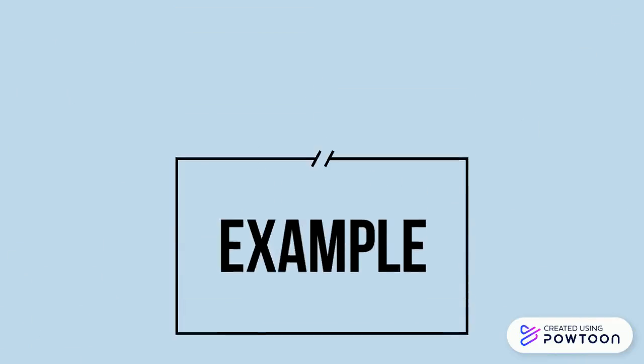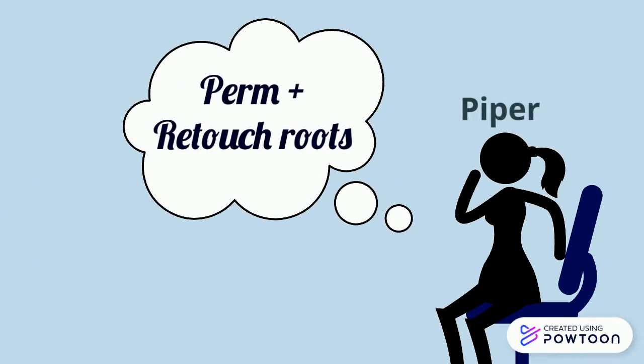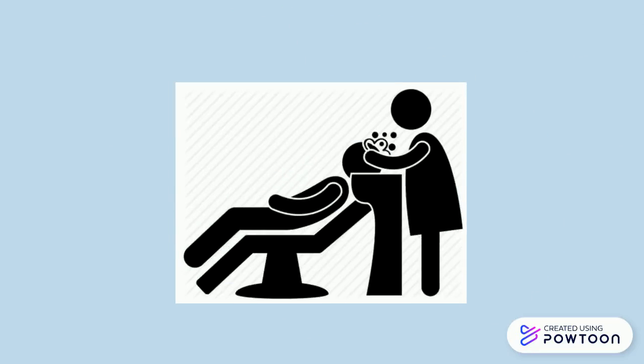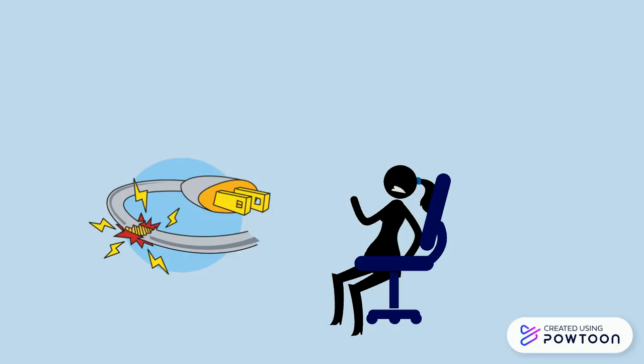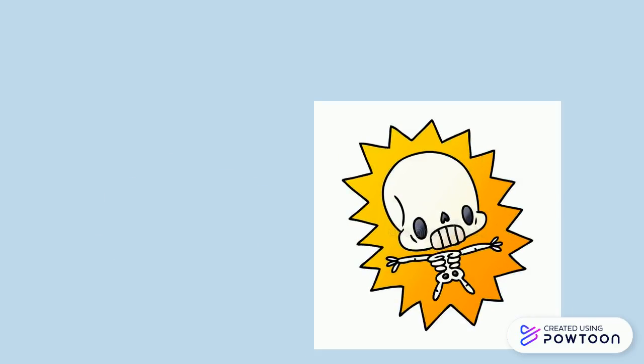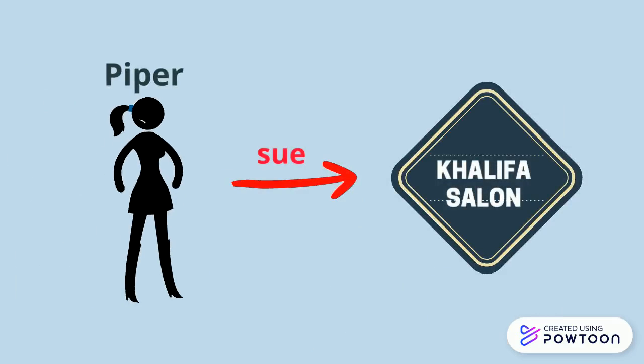Here's an example. Piper went to Khalifa's salon to get her hair permed and root touched by hairdresser John Sins. After washing Piper's hair, hairdresser John used her hairdryer on her. However, the hairdryer is broken and has damaged insulation. John's carelessness has resulted in Piper having an electric shock and thus a scalp inflammation. As a result, Piper wants to sue Khalifa's salon due to the lack of professionalism and wants compensation.